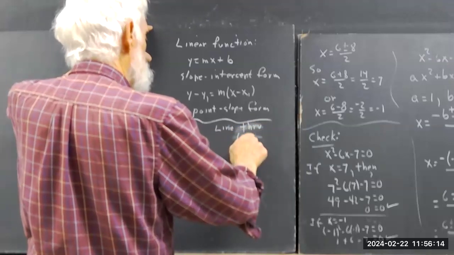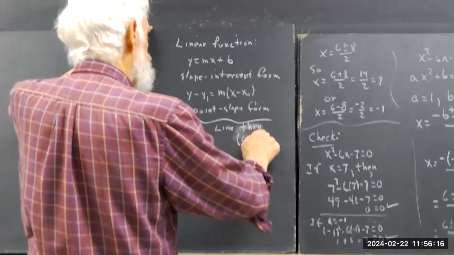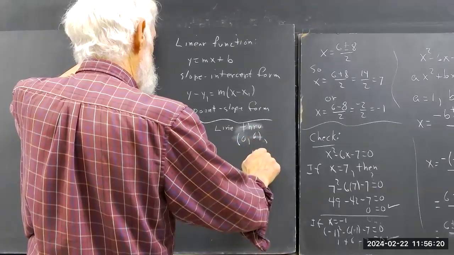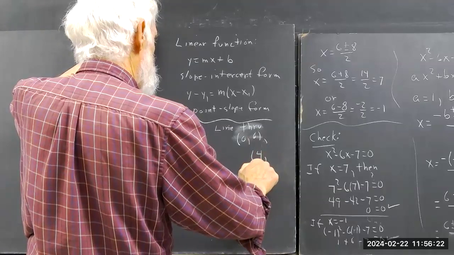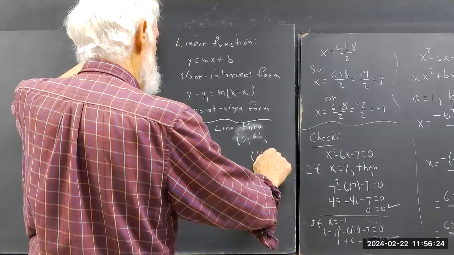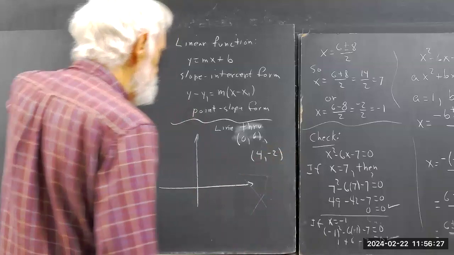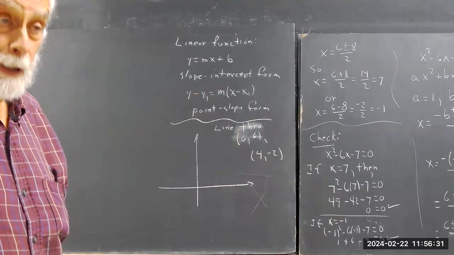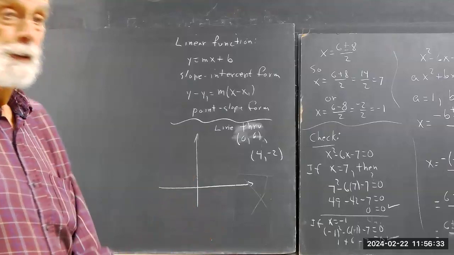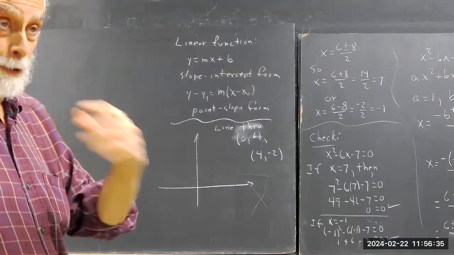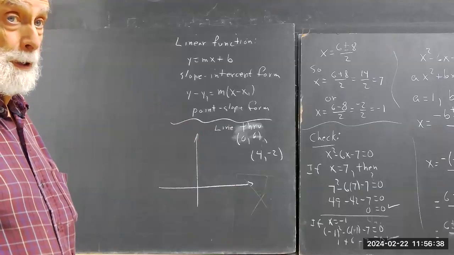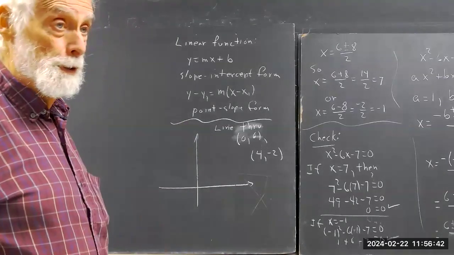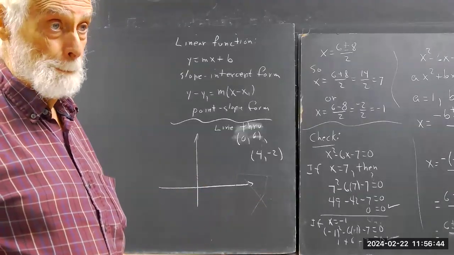First of all, let's do the line through (0, 6) and (4, -2). Now, presumably, you can easily sketch this because we've been doing a lot of sketching on the coordinate plane. Another part of my reasoning in starting the course the way we did was to get you really used to the coordinate plane.